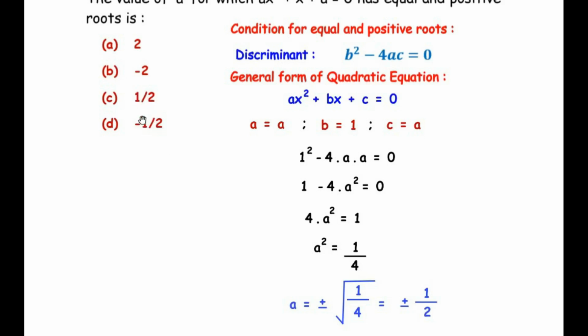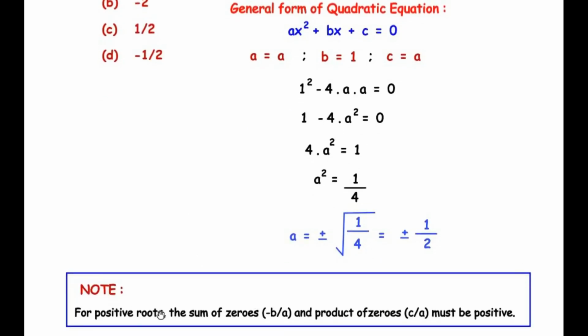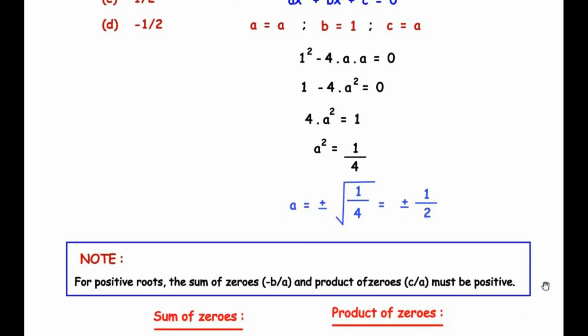So for these kind of questions, we have to make use of the second condition, which is for positive roots, because in the question they have given equal and positive roots. So this is the second condition. The sum of zeros, that is minus b over a, and product of zeros, that is c over a, must be positive. So this is where the polynomials chapter comes into picture. So we have to find out the sum of zeros and product of zeros for the given quadratic equation.